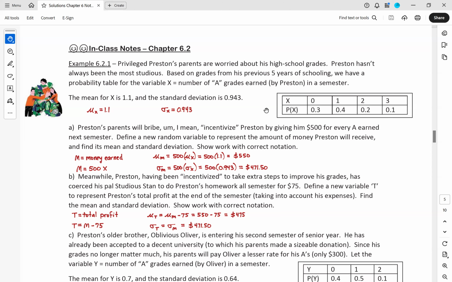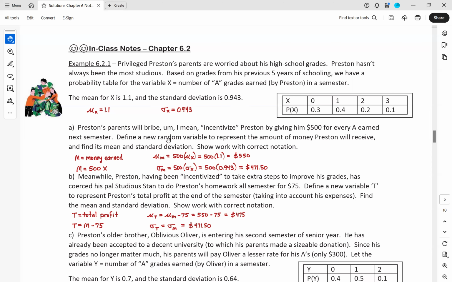Okay. Feel free to use our formulas from 6.1 to double check the mean of x and the standard deviation of x. It's good practice to do that. But I am giving those results here. We're not going to do the calculation in this example right now. Part A, Preston's parents will incentivize him by giving $500 for every A earned. I wish Preston's parents were mine, but they are not.